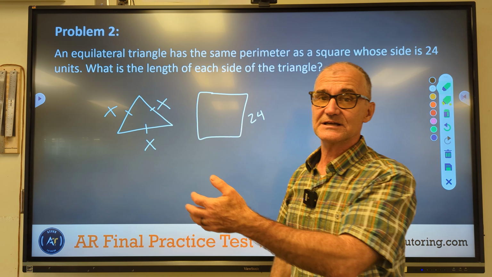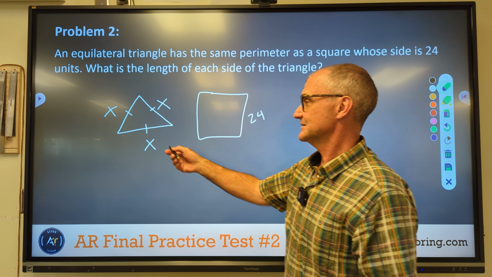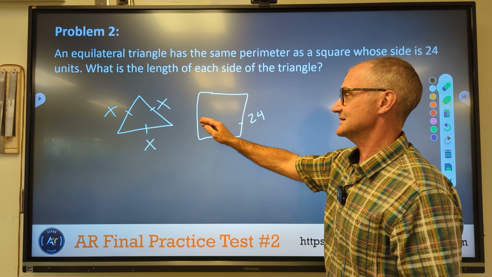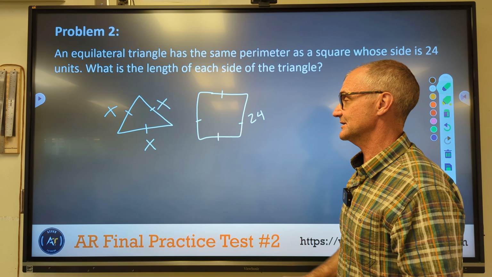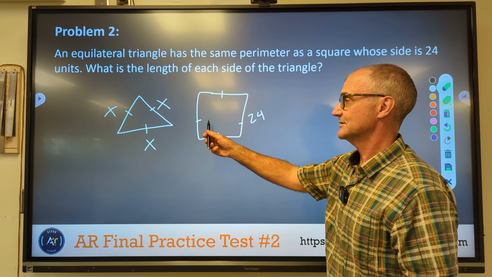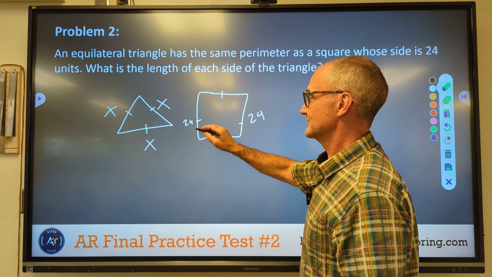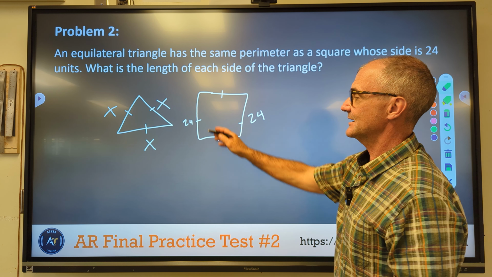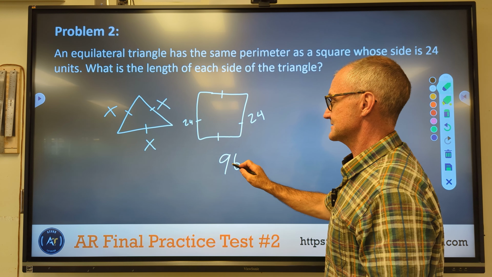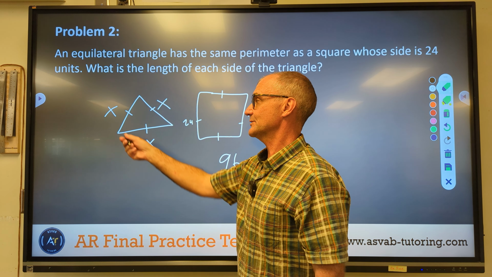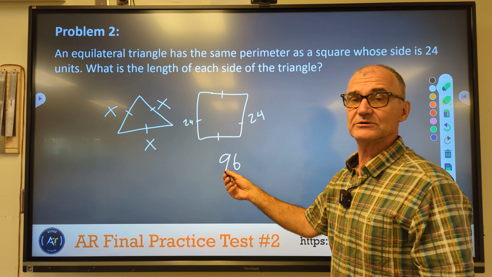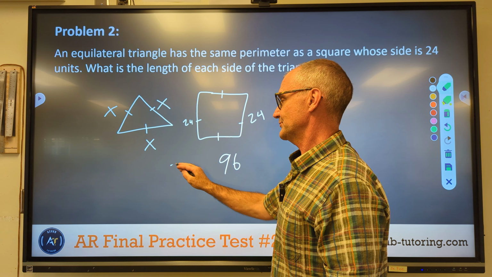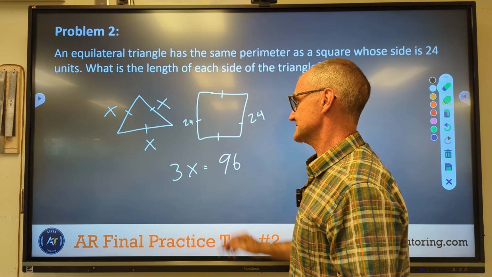We know they're all the same, so they all have to be equal to x. And if this is a square, all sides are the same. That's the definition of a square. So 24 and 24, 48. 48 and 48, 96. So the perimeter all the way around the square is 96. And the perimeter of the triangle is equal to that. So x plus x plus x, 3x, is equal to 96.